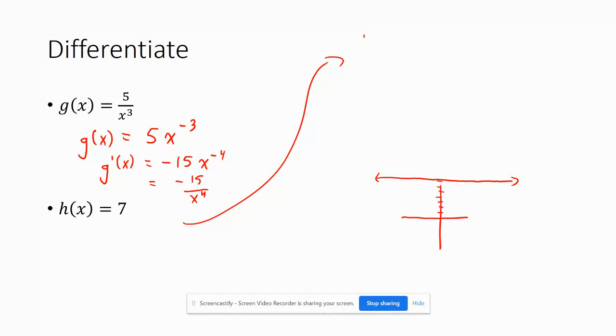Here's a way we can see it algebraically. You do not need to do this all the time, but h of x equals 7 is the same thing as 7 times x to the 0. So that means h prime of x would equal 0 times 7x to the negative 1, which is just going to equal 0. So we're still using the power rule to get this. But I think if you're going to see this, guys, this is a horizontal line. The slope of this is always going to be 0, because that's what a horizontal line is.